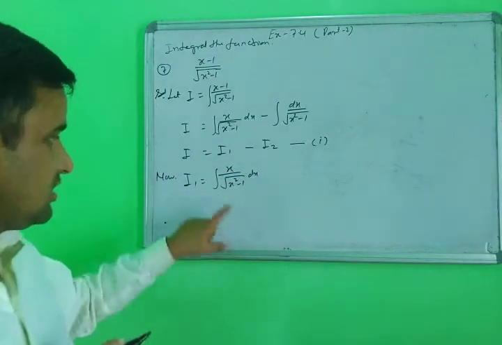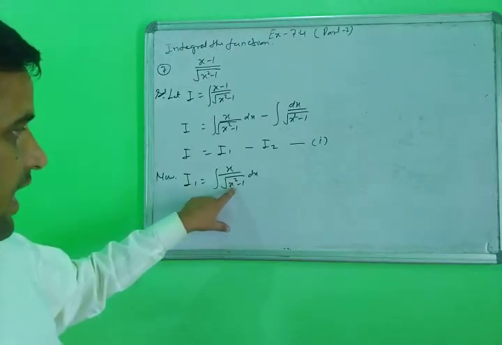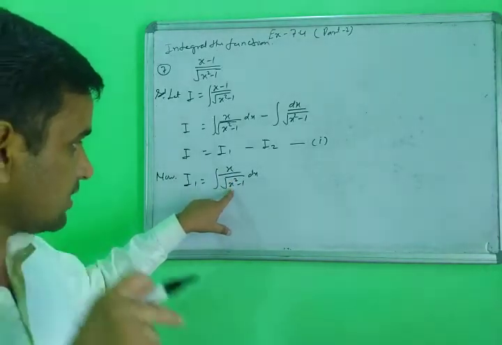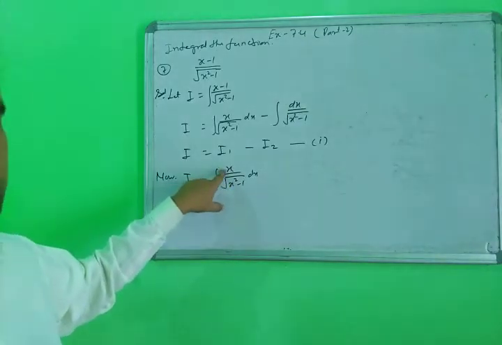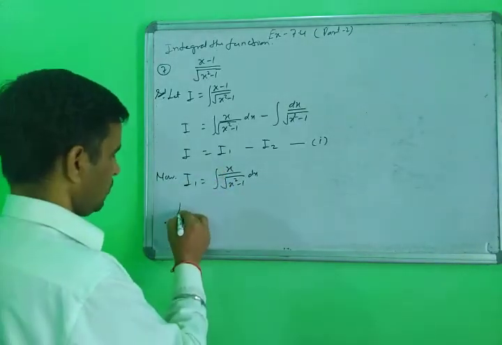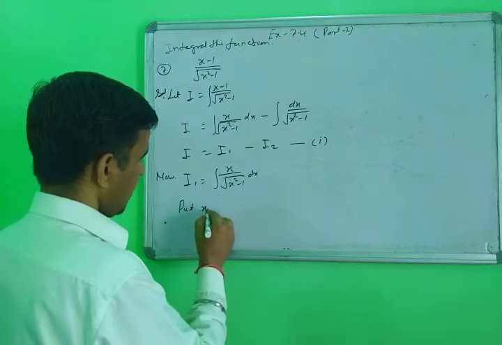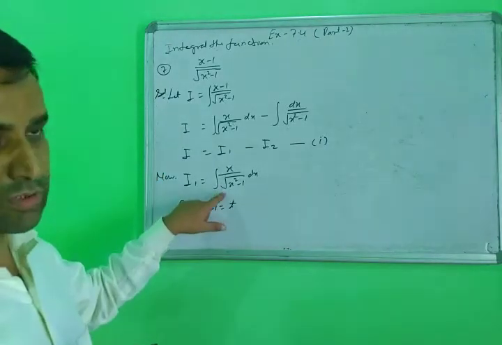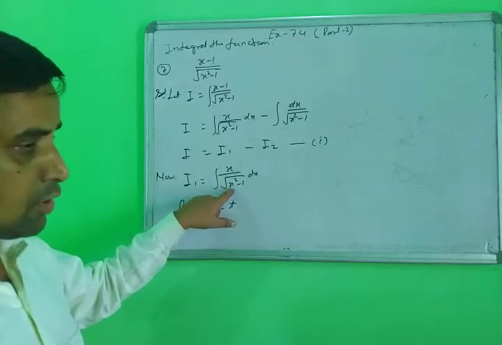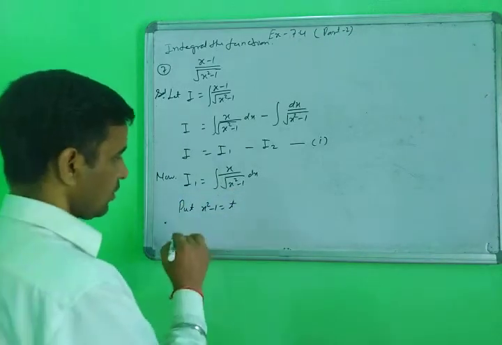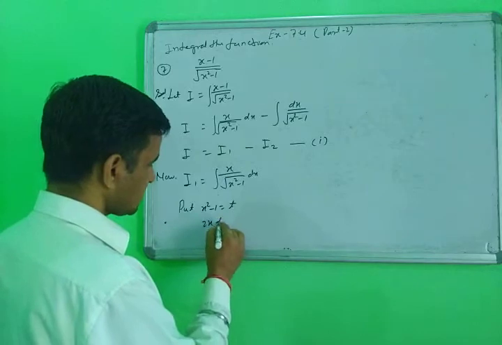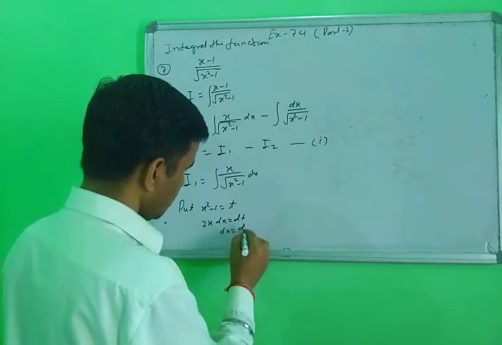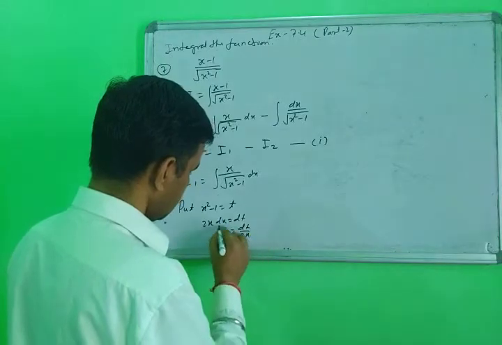Now look here. Put x square minus 1 as the substitution, and then the numerator comes out. So put x square minus 1 equal to t. Don't include the square root sign, only what is inside, x square minus 1. Now differentiate: 2x dx equals dt, so dx equals dt over 2x.